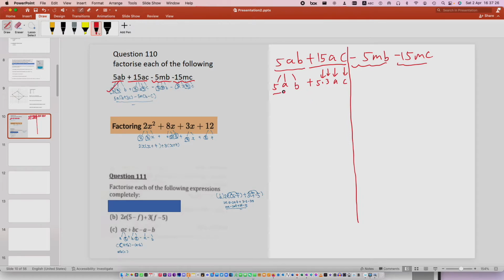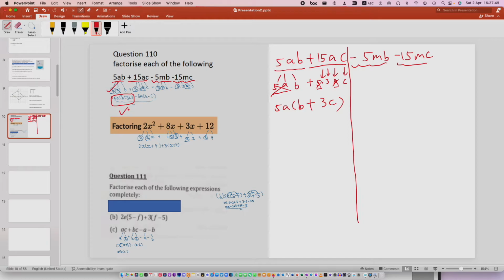So what's common? 5A, right? So 5A, I take out 5A. Okay, 5A gone. During the exam, you can use a pencil. So once you take out the 5A, you are left with B plus 3C, right? Okay, good. So your first part is correct.